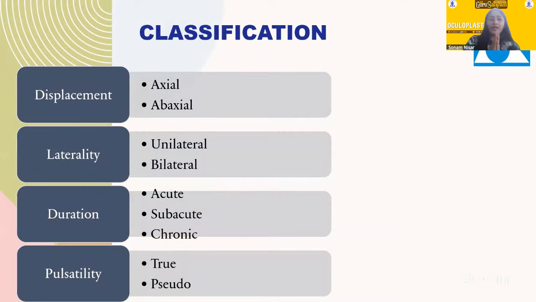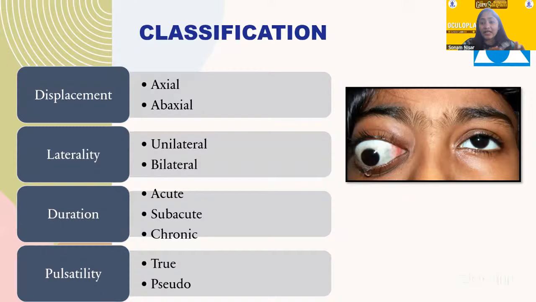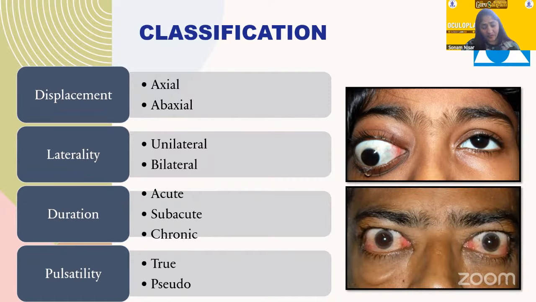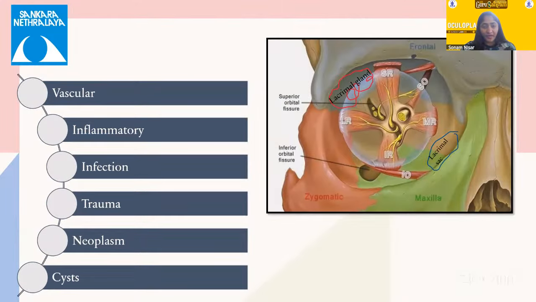Now, based on the displacement, you can classify your proptosis as axial or abaxial. Then based on laterality into unilateral or bilateral, based on duration as acute, subacute, chronic, and whether there is associated pulsatility, into true or pseudopulsatile proptosis. As you can see, axial proptosis is generally seen in thyroid orbitopathy or optic nerve lesions, whereas lesions anywhere else can cause abaxial proptosis.